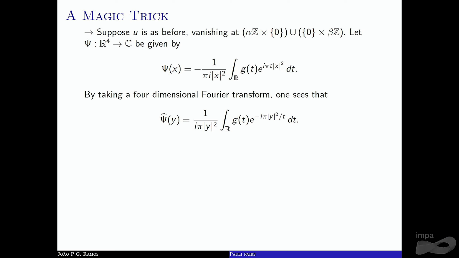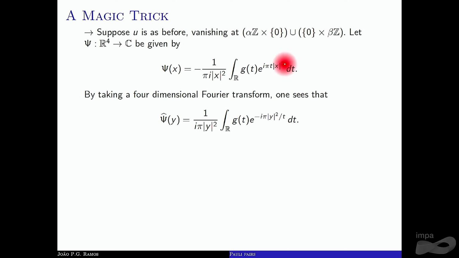actually, let me try to motivate that with an explicit example. Okay, so suppose that u is a solution as before that vanishes at one of those rescaled lattice crosses, right? So then let g be the Fourier transform of its restriction to the real line, and let psi be the function in R^4 defined by this integral here, with this factor 1 over the modulus of x squared up front. If I define this function, it only depends on the modulus of the vector x, so it's a radial function in R^4.